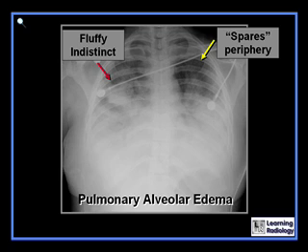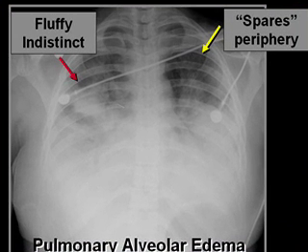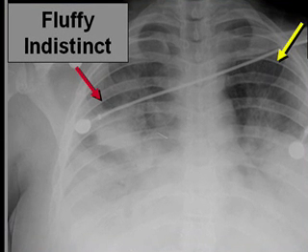Just a few words about pulmonary alveolar edema, usually just referred to as pulmonary edema. When the fluid in the interstitium spills out into the alveoli, it produces fluffy, indistinct, confluent opacities in the lung, which look quite different from those of pulmonary interstitial edema.